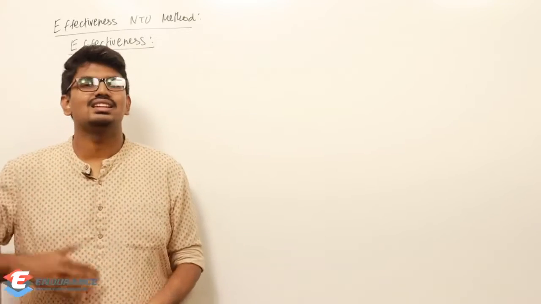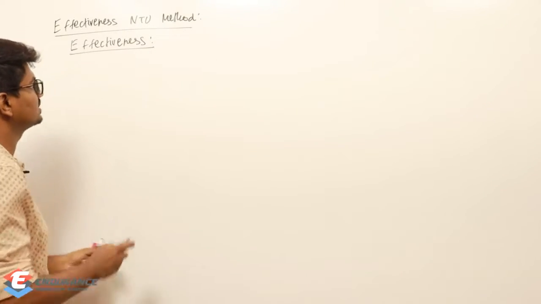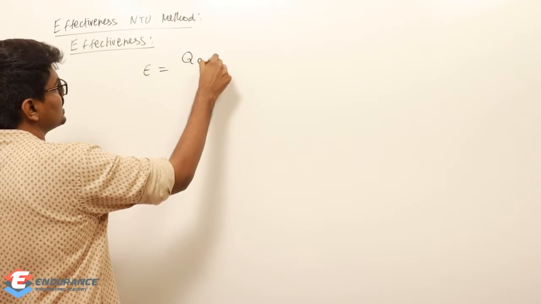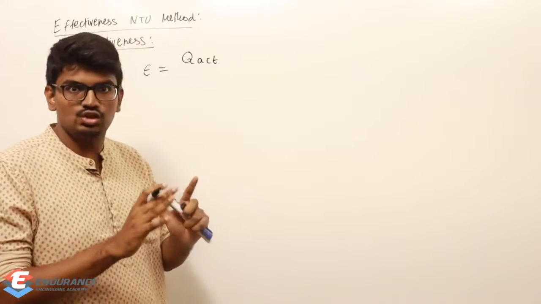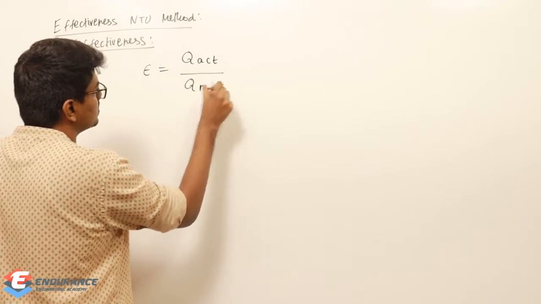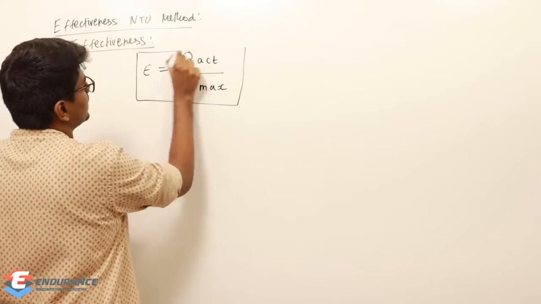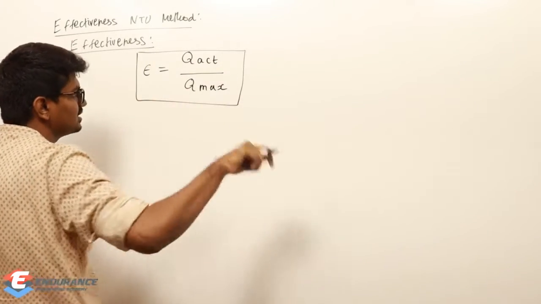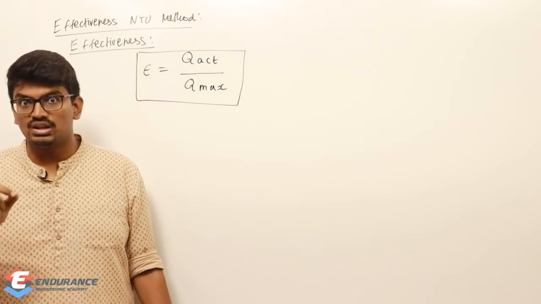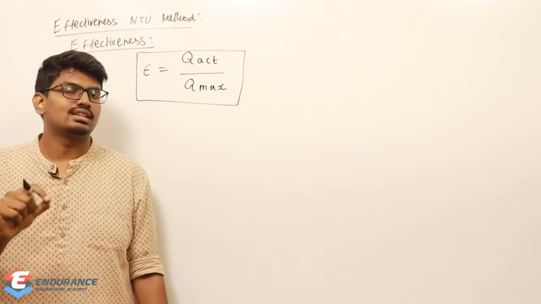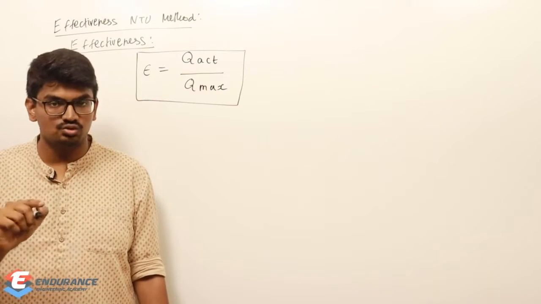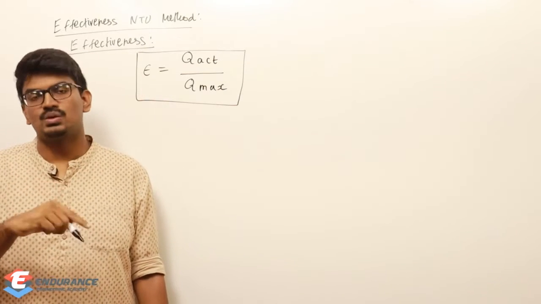So initially the introduction was very simple. See, effectiveness is simply represented with epsilon. It's going to be the actual heat transfer by the maximum possible heat transfer. So effectiveness is the ratio of, write it in the statement form: effectiveness is the ratio of actual heat transfer to that of maximum possible heat transfer. Note it down properly, maximum possible heat transfer. There is a reason why I am stressing it. You will understand it later.